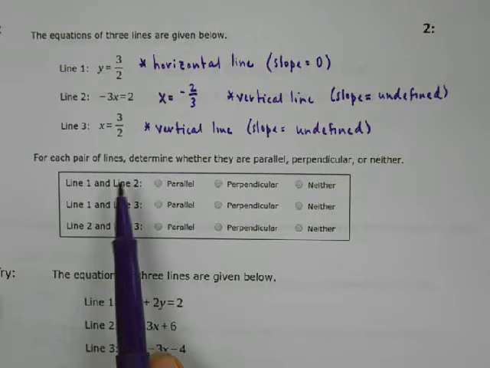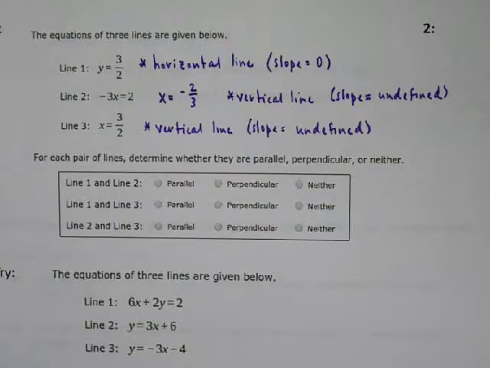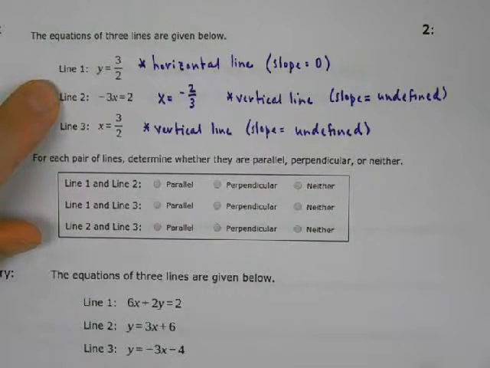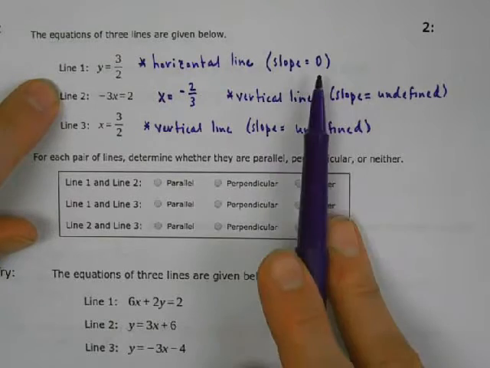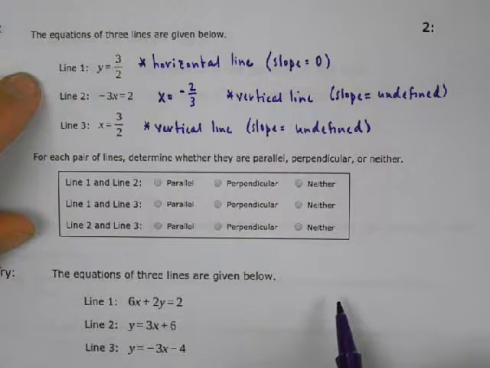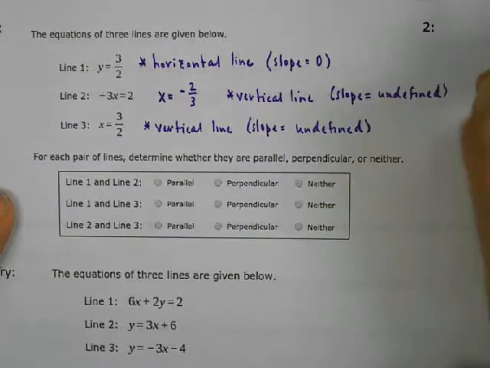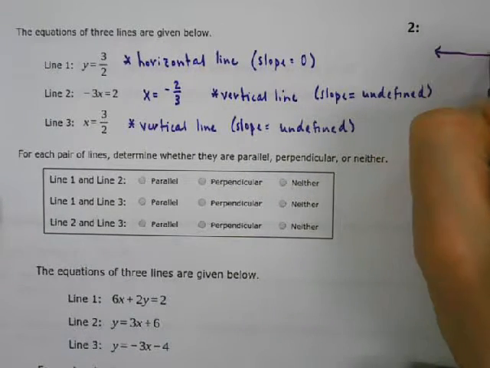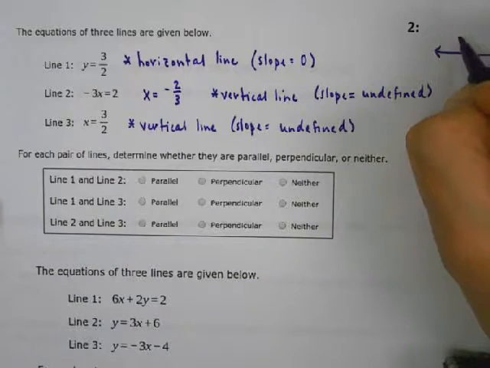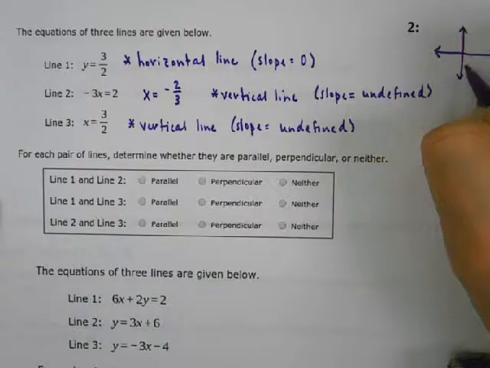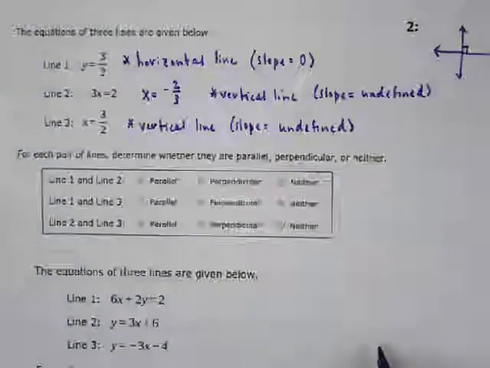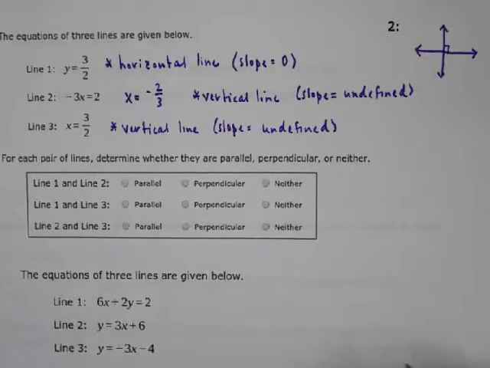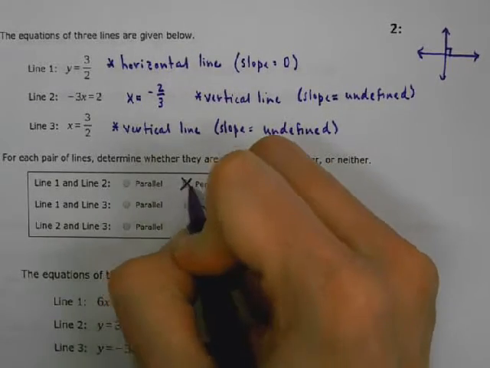So, it says for each pair of lines, again, determine whether parallel, perpendicular, or neither. So line 1 and 2. Now, we can't really use our opposite reciprocal here, but what I do know is that any horizontal line, I know a horizontal line is going to look like this. Any horizontal line and any vertical line, those are always going to be perpendicular. So if I'm comparing a horizontal line and a vertical line, those will always be perpendicular.